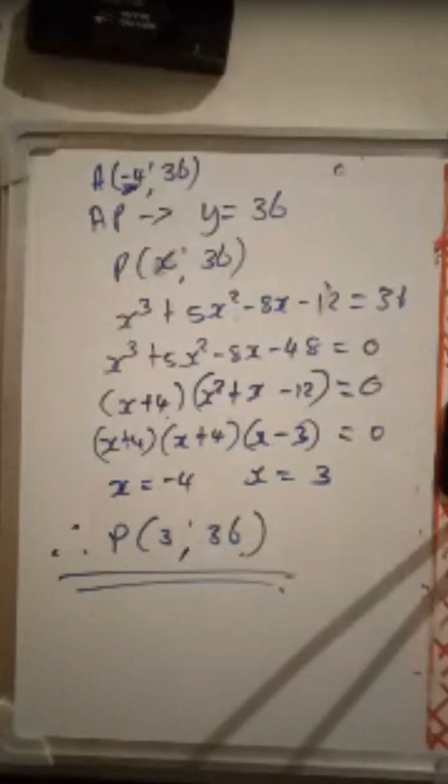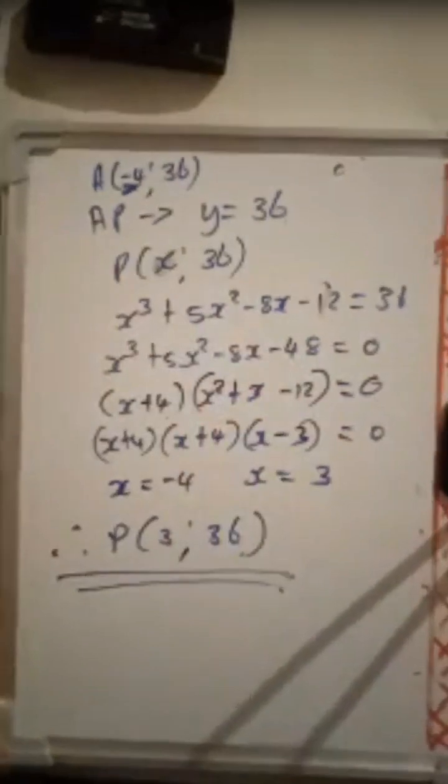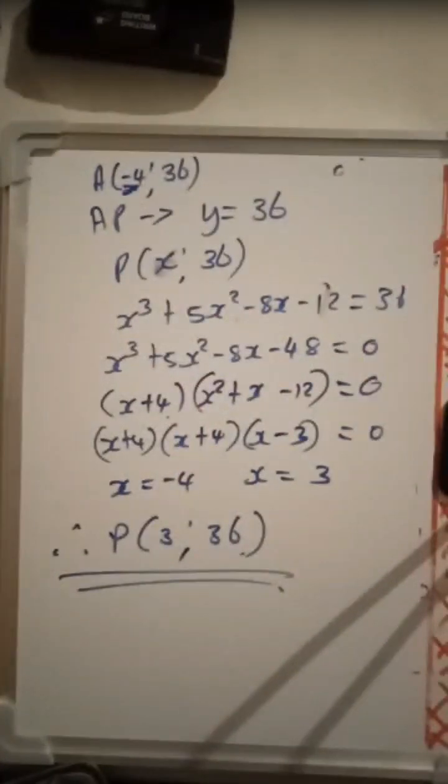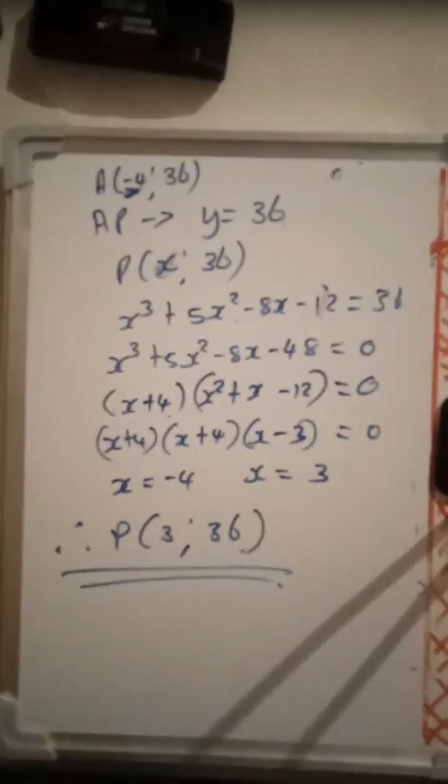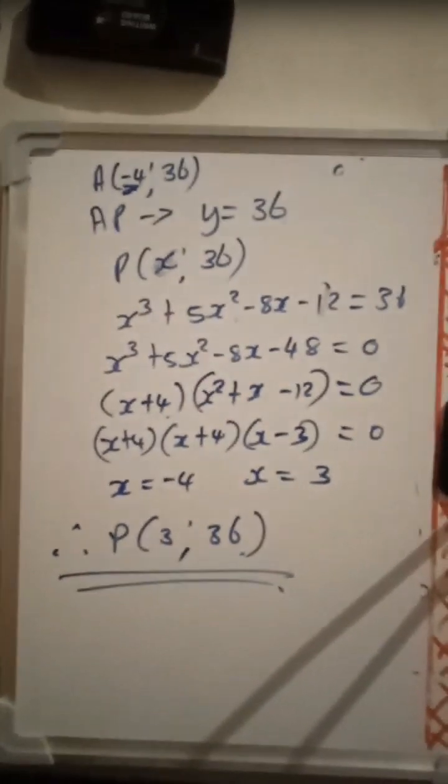Okay, so that is how we get the coordinates of P by equating this to 36. But it needs an understanding that since AP is a tangent at a stationary point, the gradient is what? 0. So that is a horizontal line, which is going to be y equals 36. All right, that was number 6. Now we go to number 7.